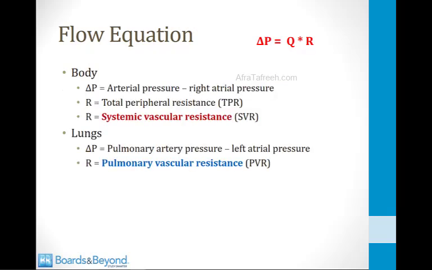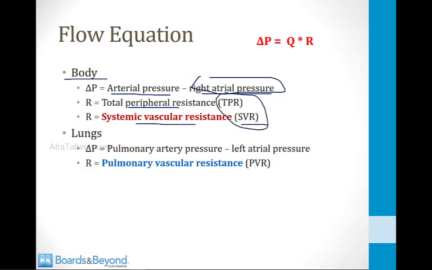So if we're going to apply the flow equation to the body as a whole, the pressure change as blood moves through the body as a whole is equal to the pressure in the aorta, in other words the arterial pressure, minus the right atrial pressure. After blood has moved through all the organs and vessels in the body, it returns to the heart at a pressure equal to the right atrial pressure. The resistance for the body as a whole, as I said before, is the total peripheral resistance. You should know that it's also sometimes called the systemic vascular resistance, or SVR. These two terms mean the same thing.